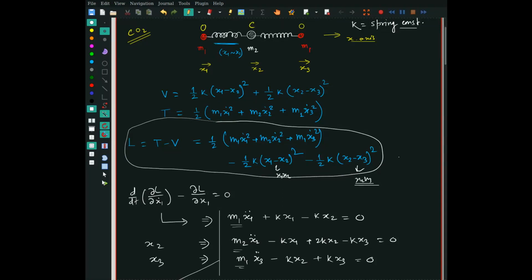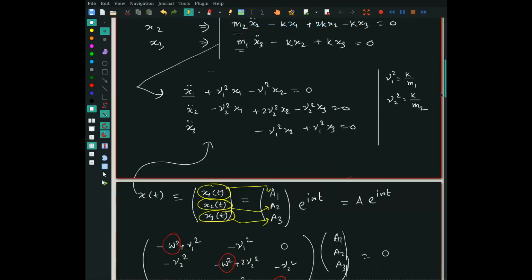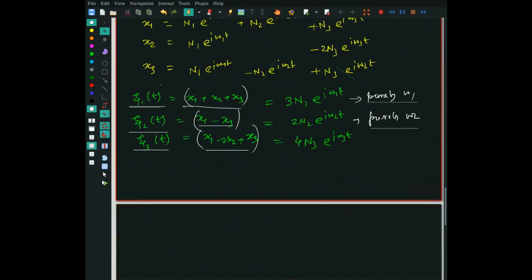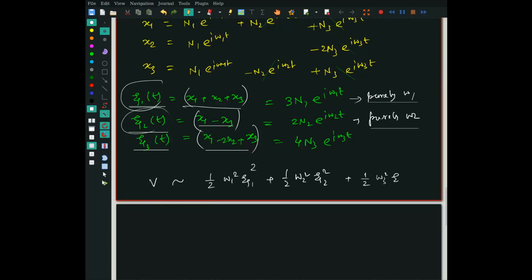So what you do is that you change your coordinates from x1, x2, x3 to xi1, xi2, xi3, and then your Lagrangian or your Hamiltonian would be simplified, or rather, let me say the potential would be simplified, and it would be given by half omega 1 squared xi1 squared plus half omega 2 squared xi2 squared plus half omega 3 squared xi3 squared. I might be missing some constants here.